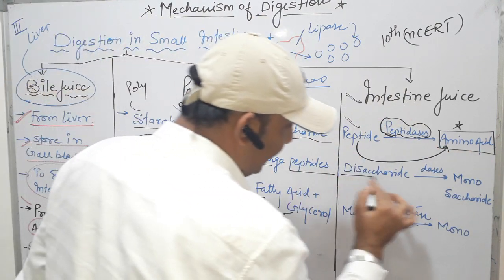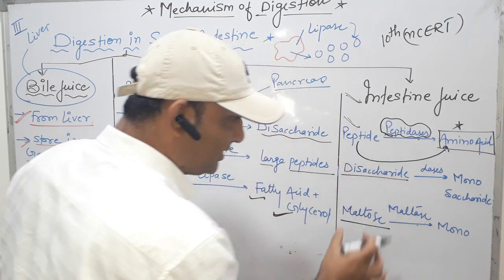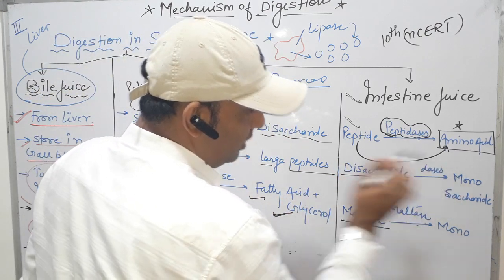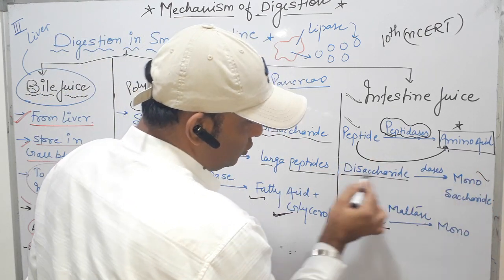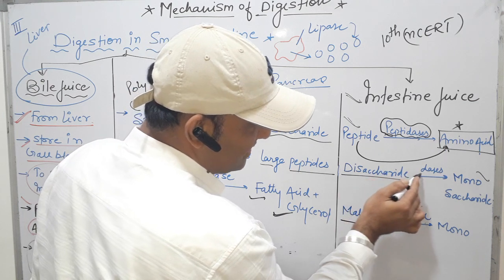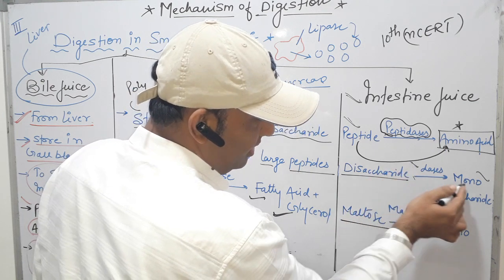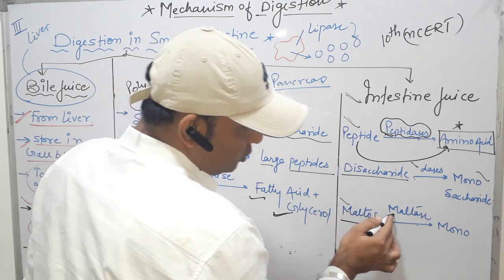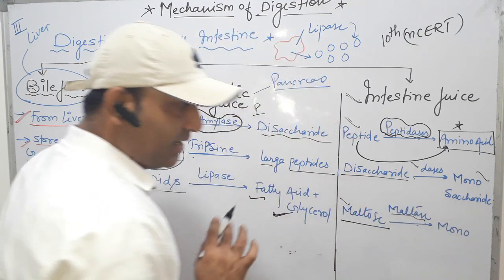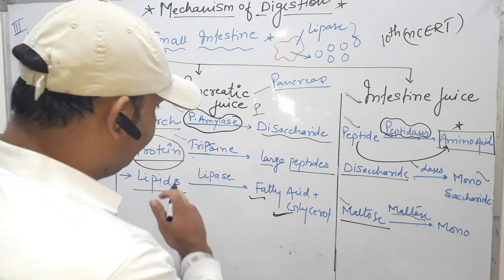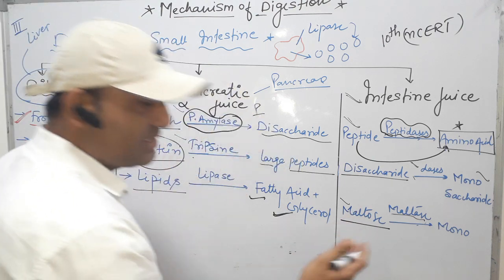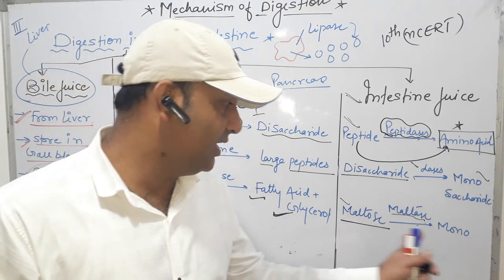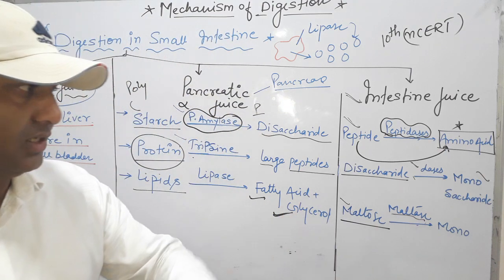Second, disaccharide and maltose, both are saccharides. These convert into monosaccharides. So disaccharide, with the disaccharidase enzyme, converts into monosaccharide. Maltose in the presence of maltase converts into monosaccharides. Clear? If it contains triglyceride and monoglyceride, at that time they convert into fatty acid and glycerol.